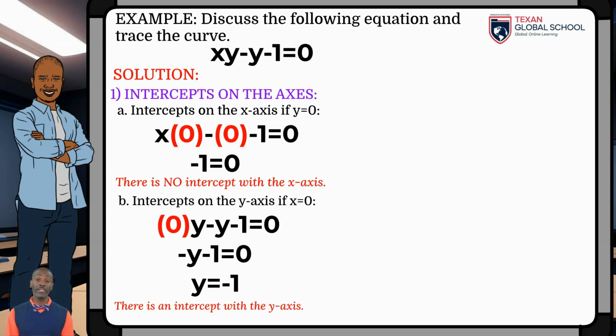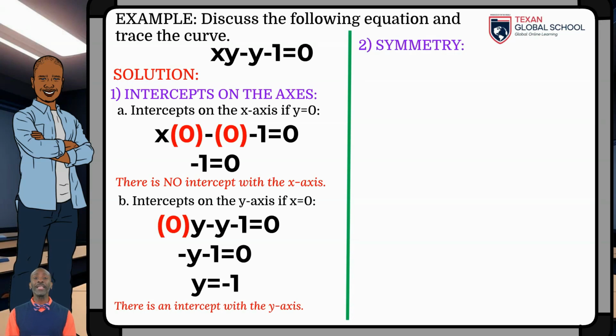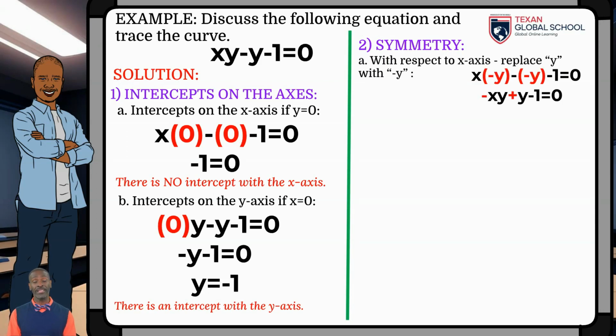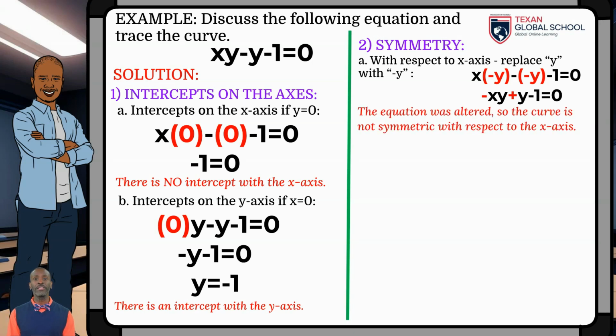The second point to discuss the equation is to determine if there is symmetry with respect to the axis and the origin. To analyze the symmetry with respect to the x-axis, replace y by -y. Since the equation has been altered, the curve is not symmetric with respect to the x-axis.